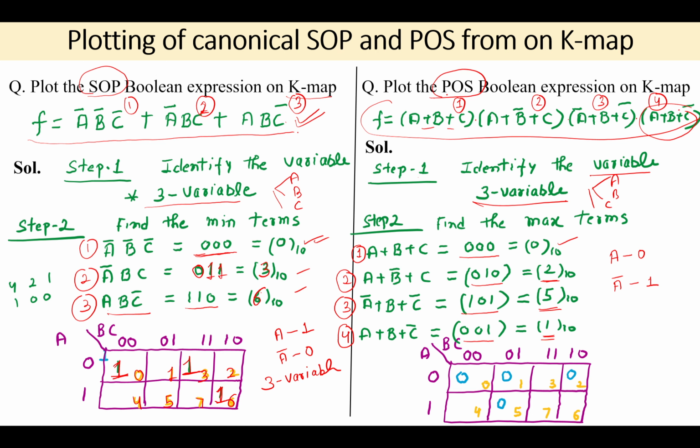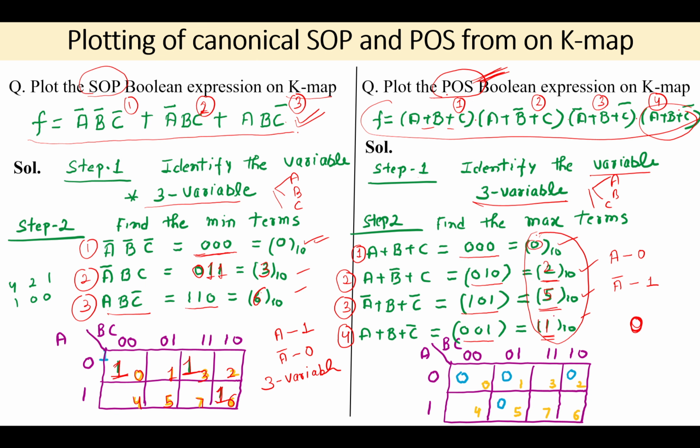But one important point, all these actually represent max terms because this is a POS expression. In a POS expression, the max term is represented in the K-map by putting 0. In the previous example all the min terms were represented by 1, but in a POS expression all the max terms are represented by 0 in the K-map. So here how many max terms? 0, 2, 5 and 1.